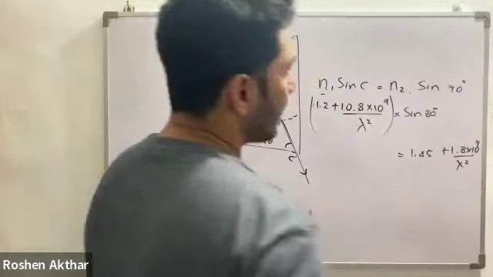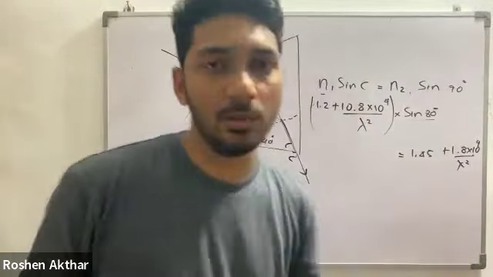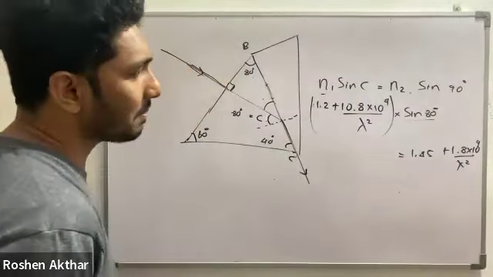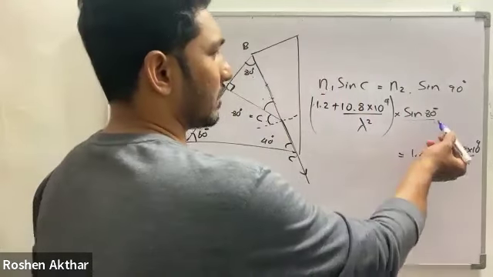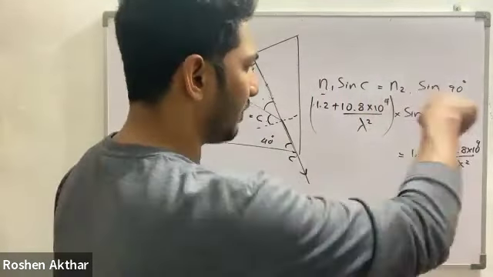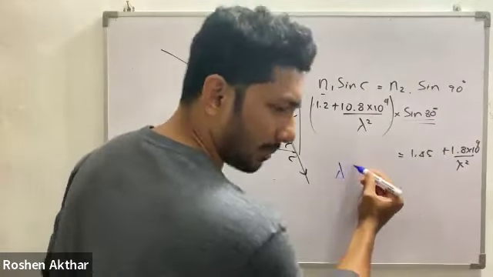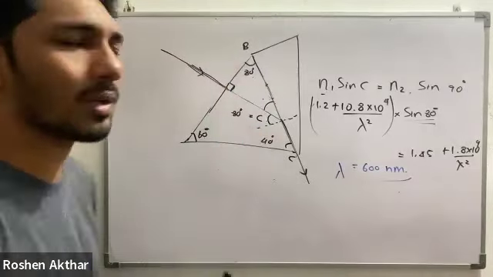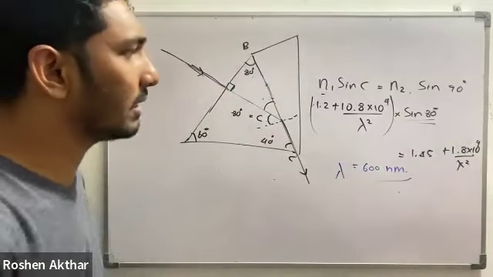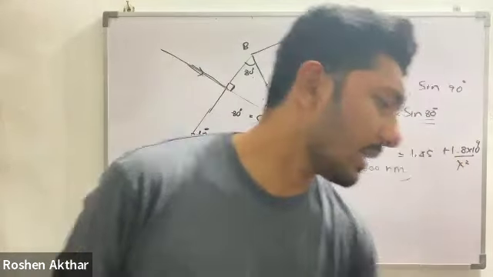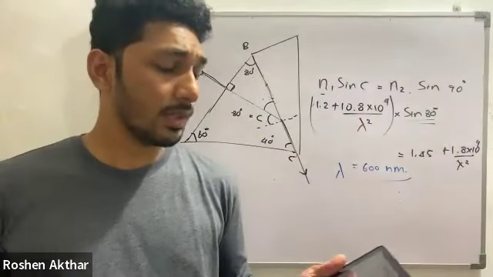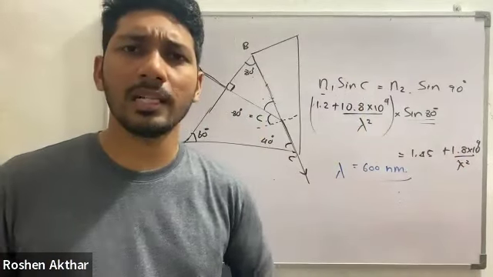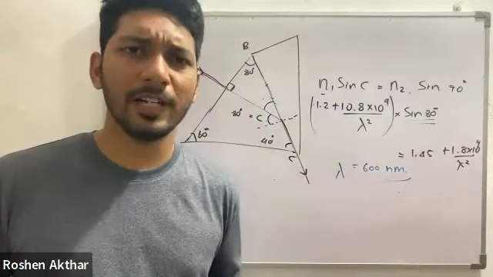Actually, I approximately took this sine 80 value. It was 0.98, but I just took it as 1 because it's closer to 1. And when I solved, I got lambda as 600 nanometers. That is the scheme answer. So I think this should be the question. The question they intended to ask was what I said, not this. This question doesn't make any sense, right? If you have any ideas, you can share them with me. Do you have any?